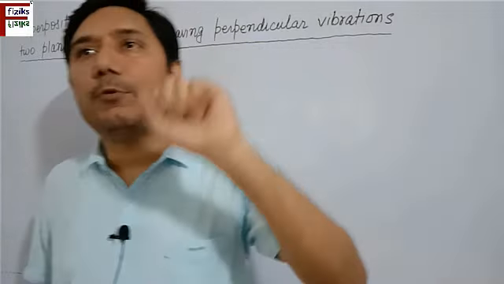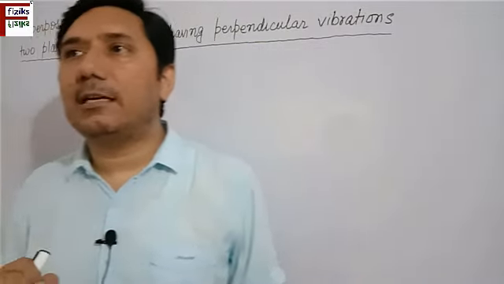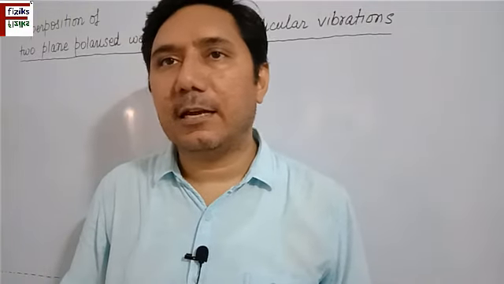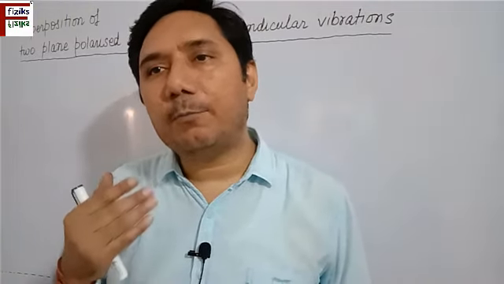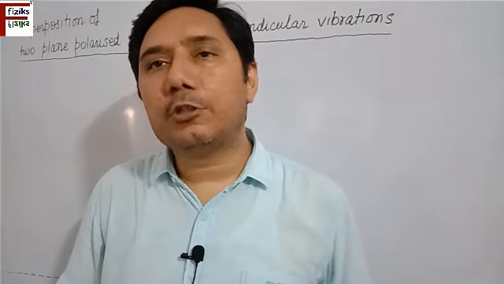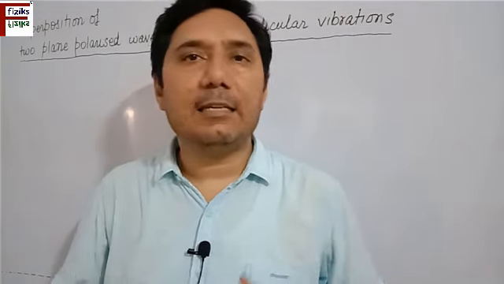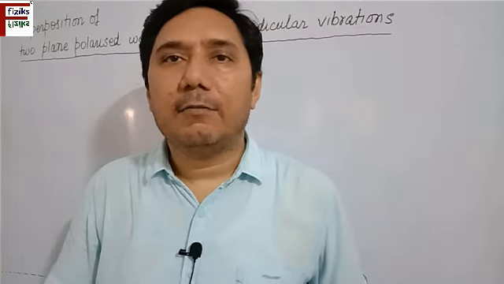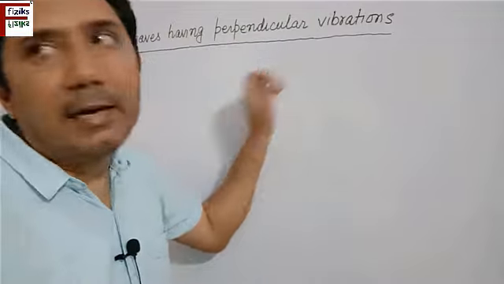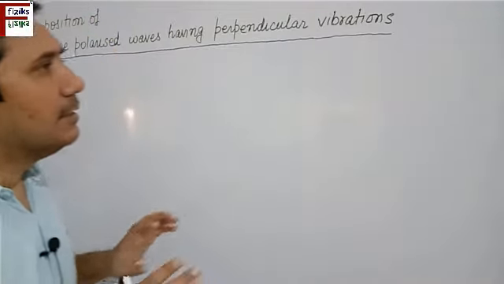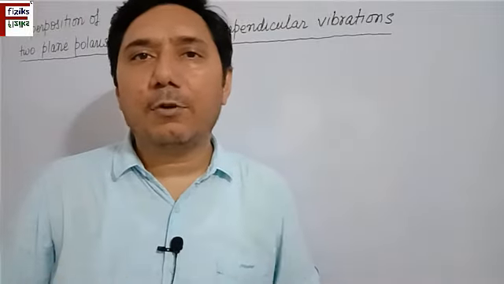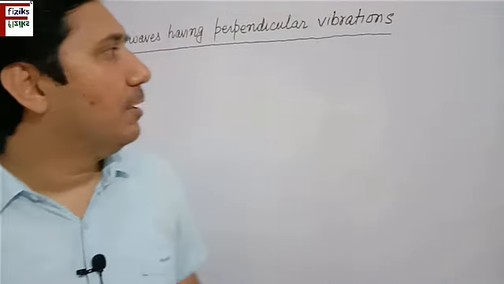So basically in polarization, what we have studied up to this point, we have studied only plane polarized light. But with the help of plane polarized light, how can we produce circularly polarized light and elliptically polarized light? We can understand that concept from this article. So here this is the analysis of the production of circularly polarized light and elliptically polarized light.